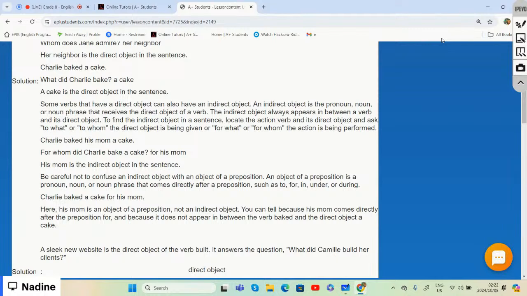And an indirect object is also a pronoun, a noun, or a noun phrase that receives the direct object of the verb. And remember, we said that an indirect object always appears between the verb and the direct object. That is where you will find the indirect object.